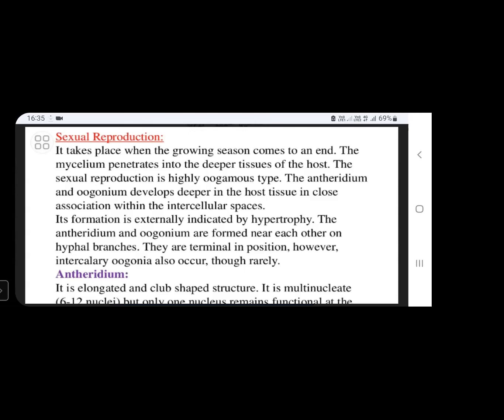Here some specialized structures will be formed for this sexual reproduction. What type of sexual reproduction will Albugo show? Oogamous type of sexual reproduction Albugo will show.